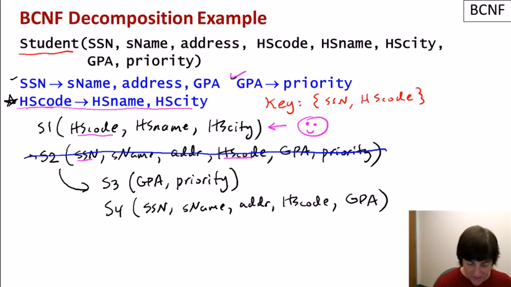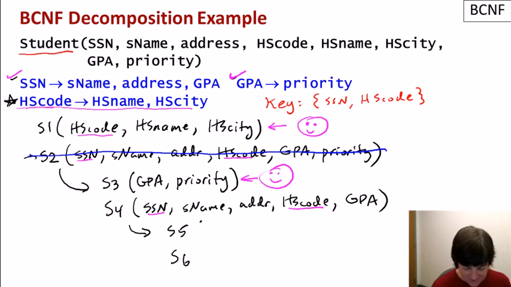At this point, S2 is completely gone. Let's take a look at the remaining relations. S3 now just has one functional dependency that applies, and the left-hand side is now a key. And so now we're done with S3. It's in Boyce-Codd normal form, but we're not done yet with S4. S4 still has Social Security number and high school code as its key, and so we still have a violating functional dependency, so let's decompose S4 further.